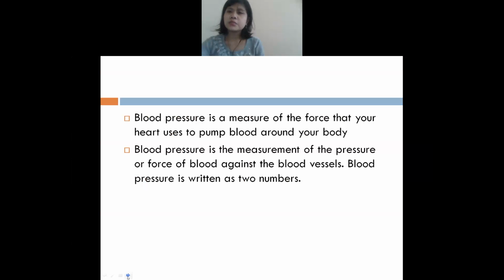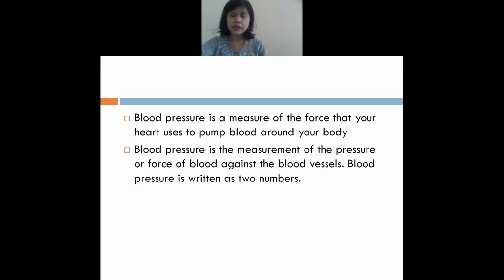Okay, blood pressure is what? It is a measure of the force that your heart uses to pump blood around your body. Means when your blood is pumping in the heart, what is the function of the heart? The heart pumps blood, or else it supplies blood to all the parts of your body.